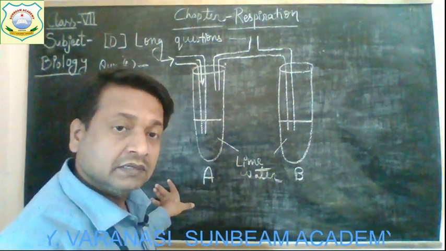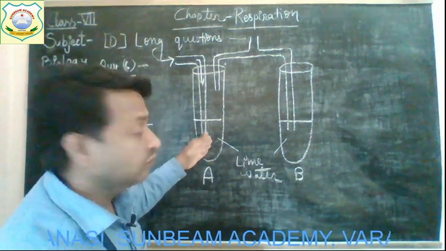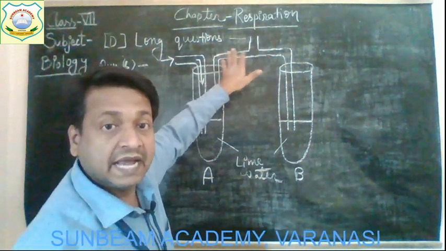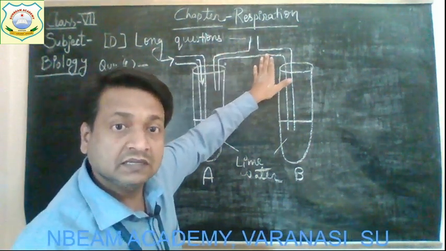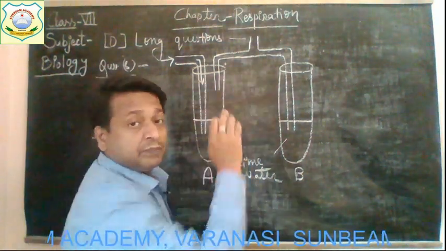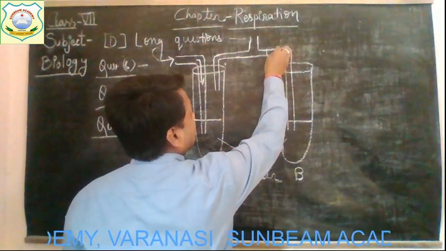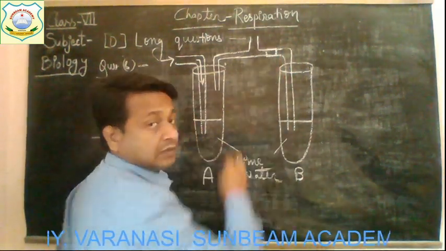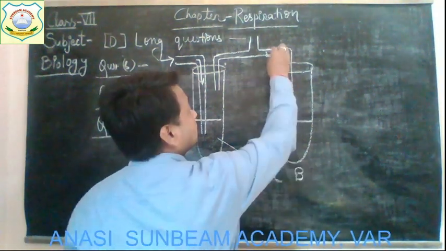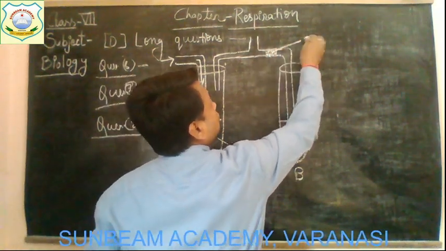Get it? And air will come into this lime water and then will move to the next glass tube. Now in this glass tube we will place a clip here. And now this clip is closed, not open. This is a closed clip.